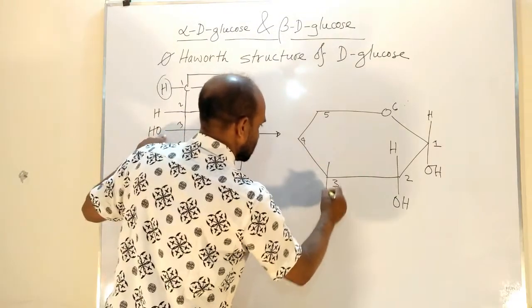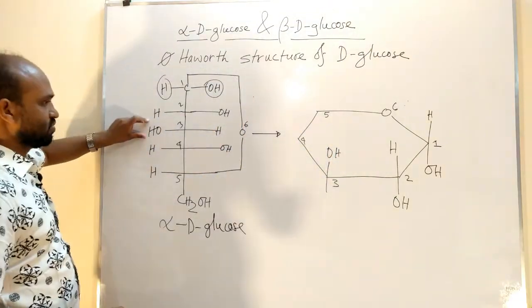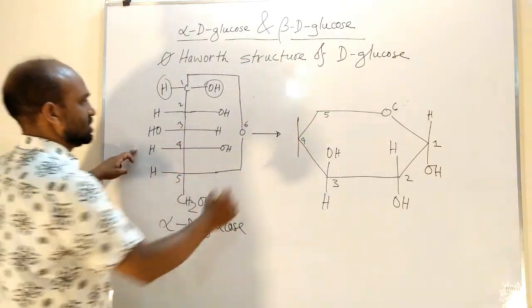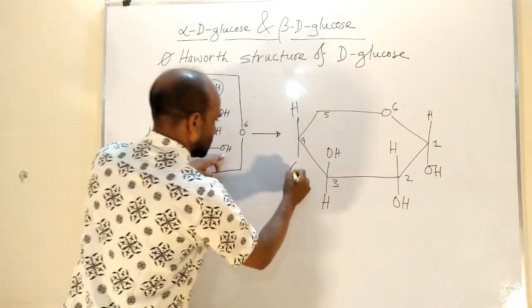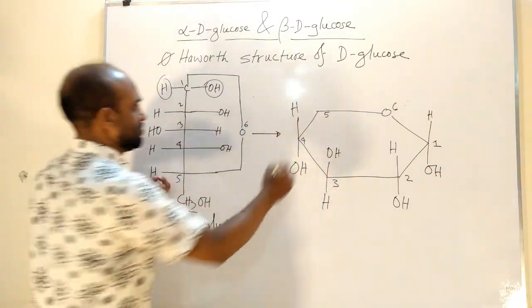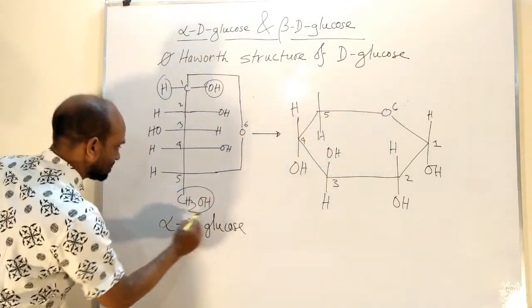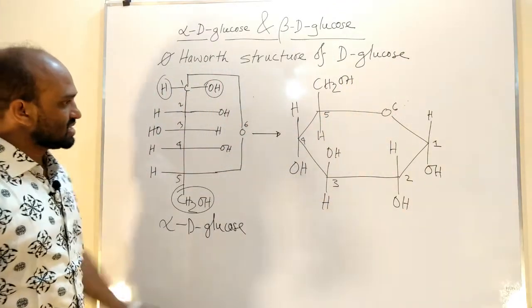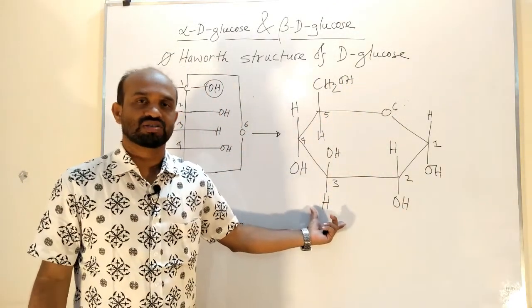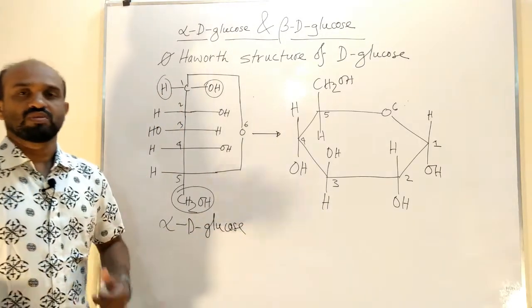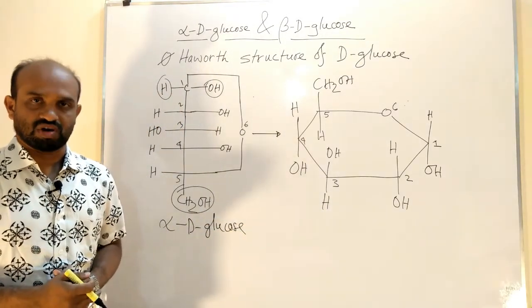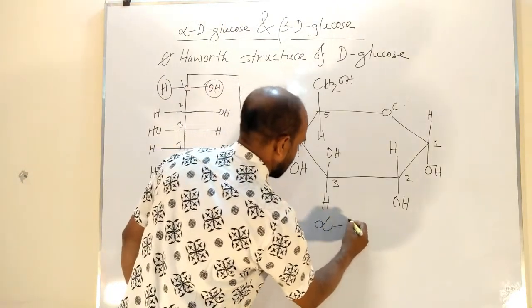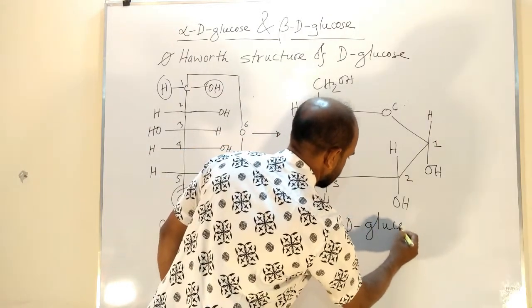Carbon number 3, this is above the plane and this hydrogen is below the plane. Carbon number 4, this is above the plane, this is below the plane, and carbon 5, here hydrogen, and it is written above the plane. So this is the hexagonal ring structure of alpha D glucose proposed by English chemist Haworth. Let's write the name of this structure, alpha D glucose.